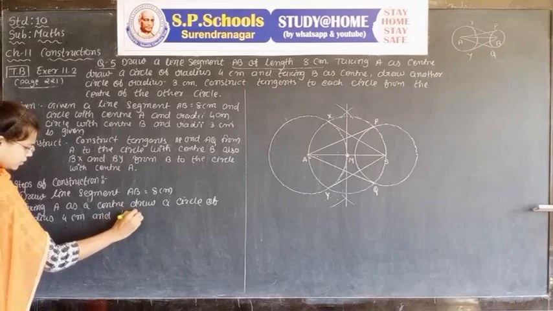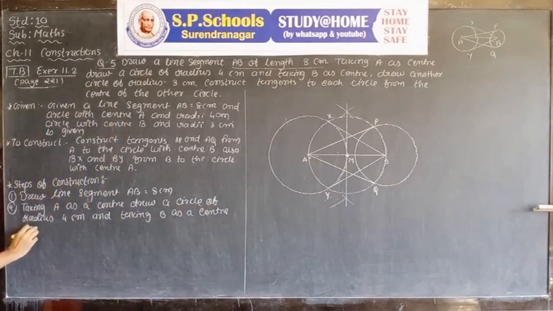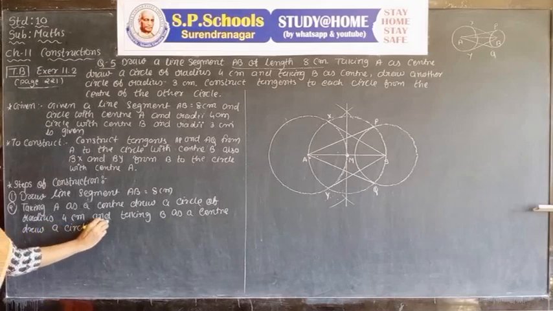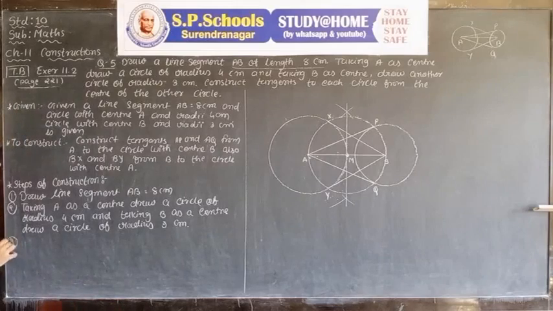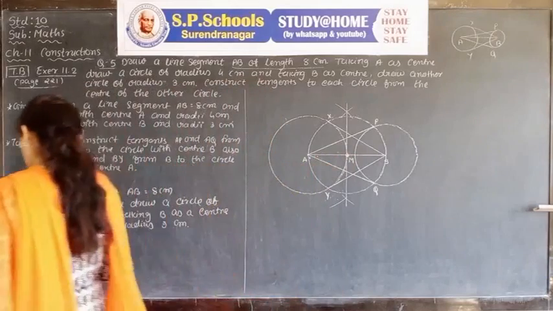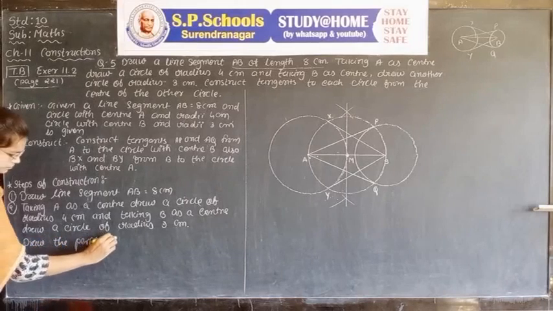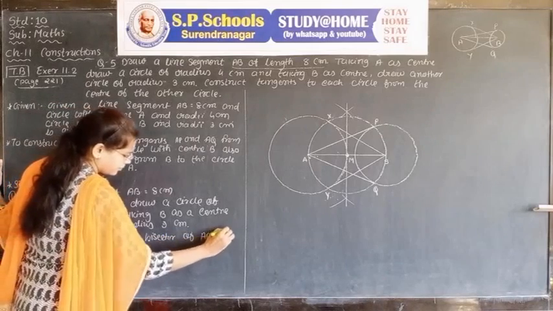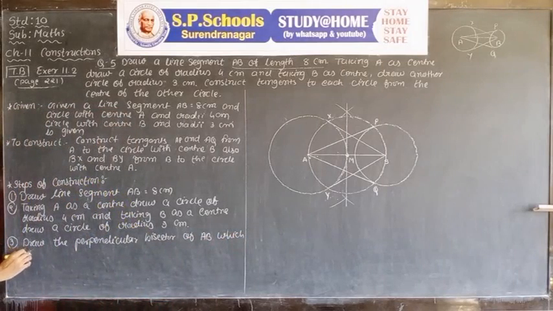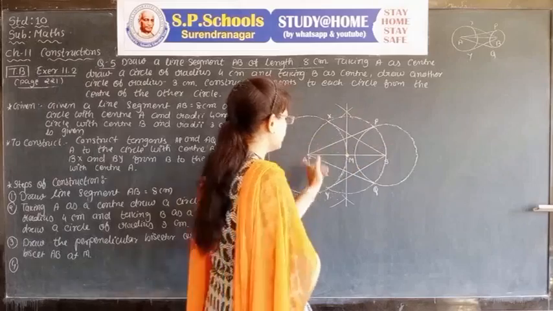and taking B as a center, draw a circle of radius 3 centimeters. The next step is to draw the perpendicular bisector of AB, which bisects AB at M.